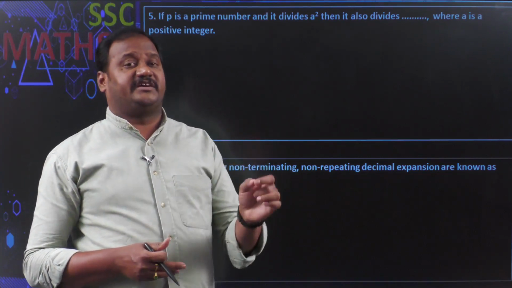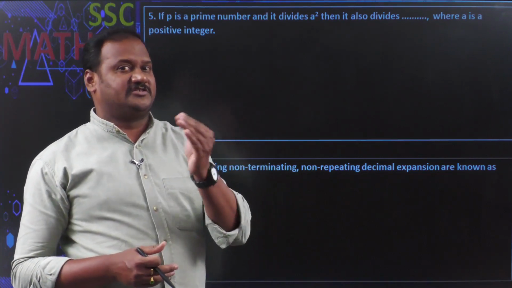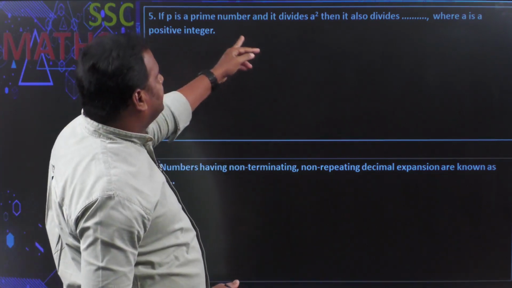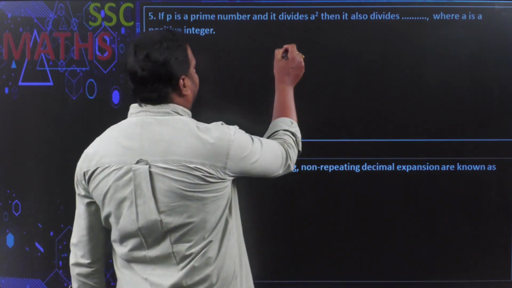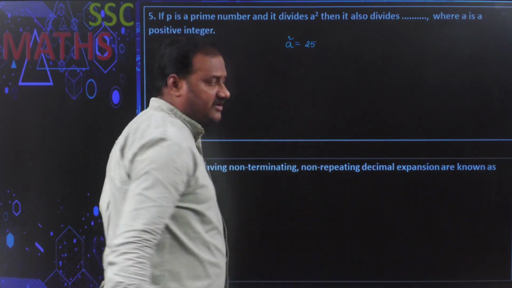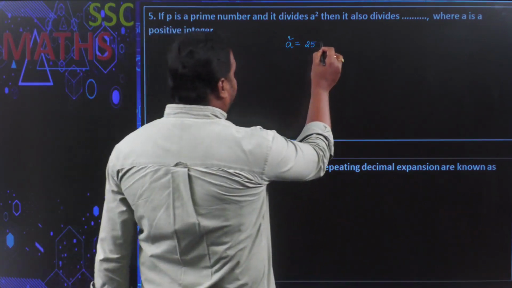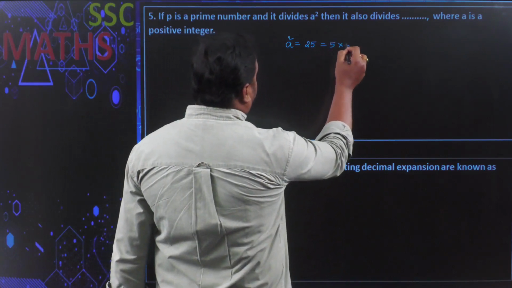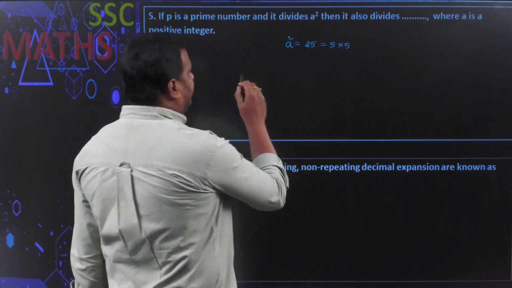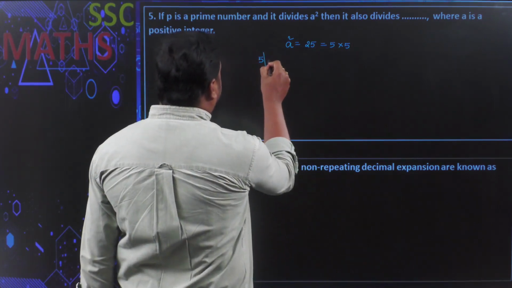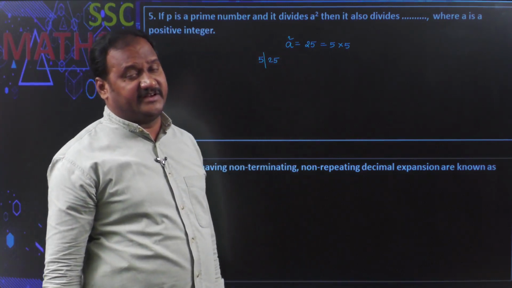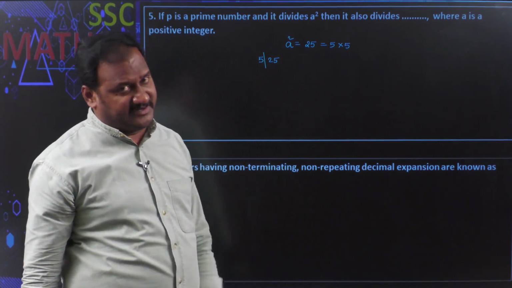There, if P square is divisible by 2, then P is also divisible by 2. Have you remembered that statement? So similarly here also, P is a prime number and it divides A square. I am going to take A square as a square number, which is equal to 25. What are the factors of 25? 5 and 1 are the factors of 25. Of course, 25 is also a factor of 25. I would say that 5 divides 25, because when 25 is divided by 5, it leaves the remainder 0.